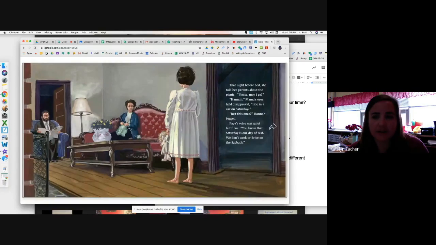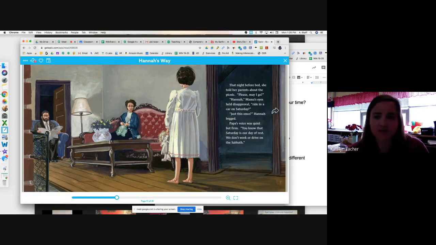That night before bed, she told her parents about the picnic. "Please, may I go?" "Hannah," Mama's eyes said in disapproval. "Ride in a car on Saturday?" "Just this once," Hannah begged. Papa's voice was quiet but firm. "You know that Saturday is our day of rest. We don't work or drive on the Sabbath." So here they are in her house. We've had a few different settings.